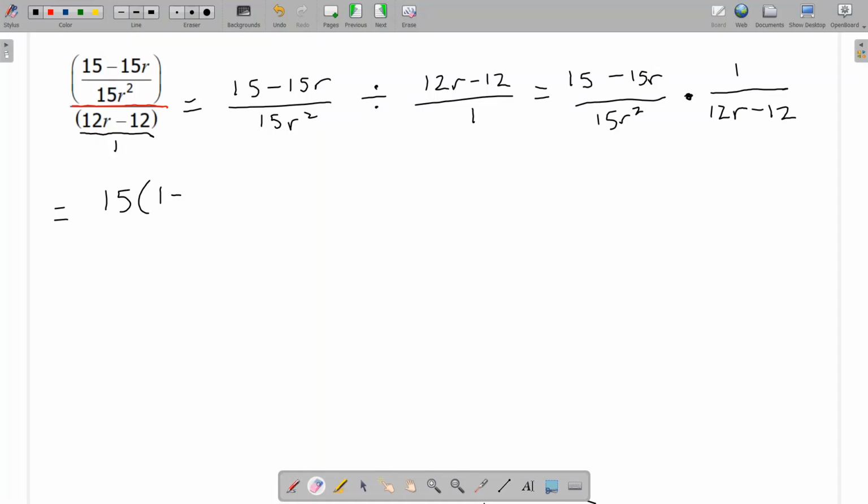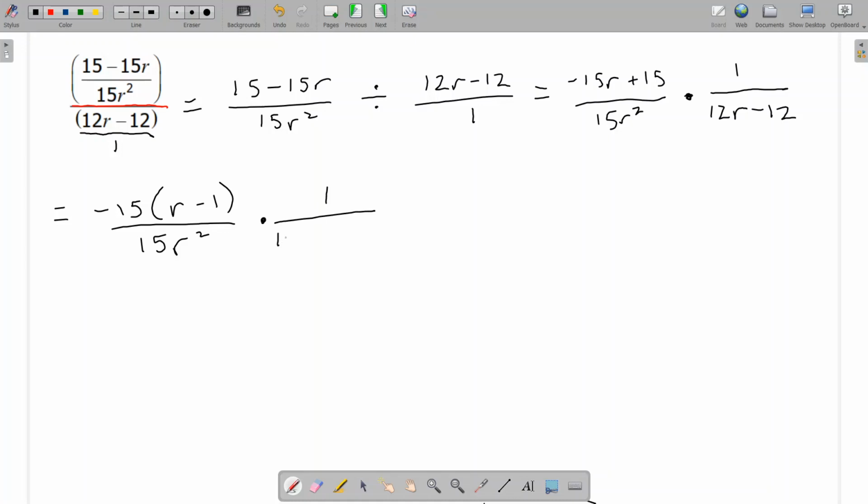Let's pause real quick. I didn't notice that these were out of order. So instead of 15 minus 15r, let's make that negative 15r plus 15. That'll make this simpler. So let's change this real quick. So now my GCF is really going to be a negative 15, which leaves me with an r minus 1 over 15r squared times 1. And then I can factor out a GCF of 12, which leaves me with r minus 1.